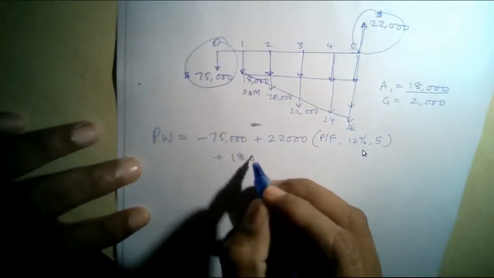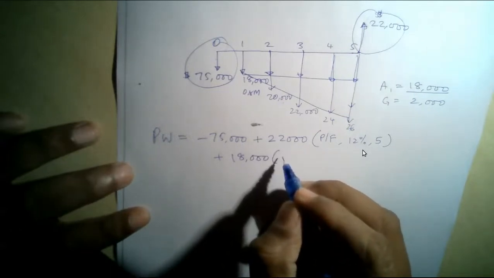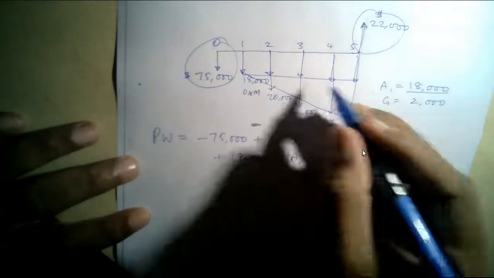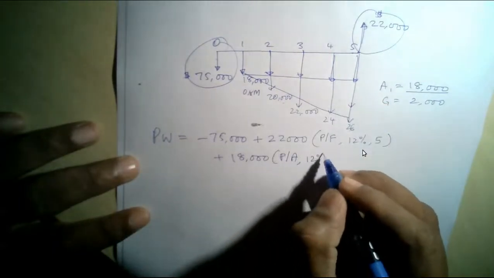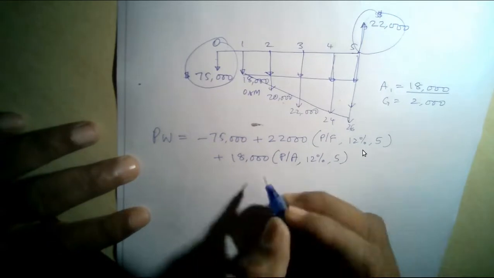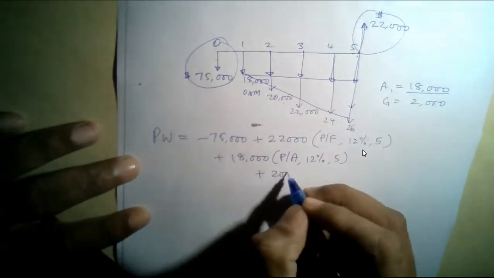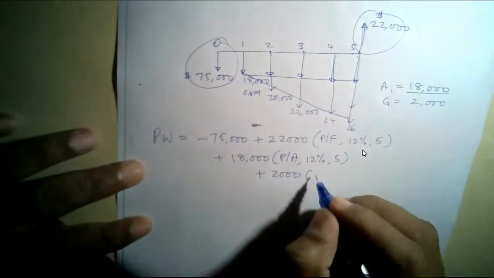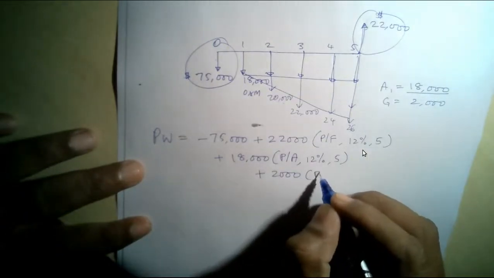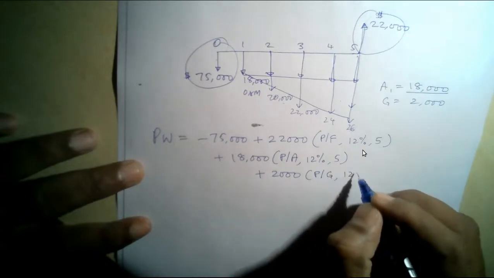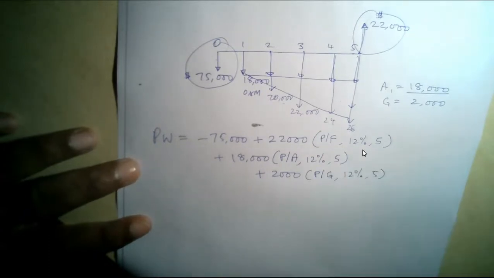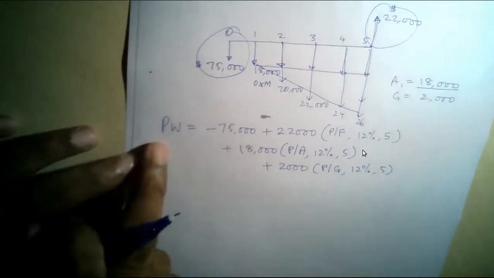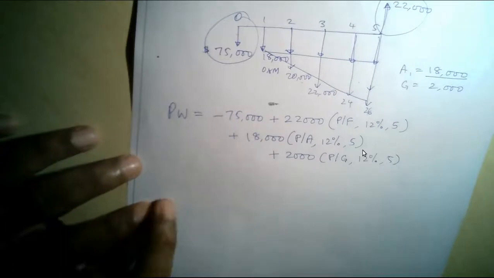For that part, it will be 18,000 multiplied by find P given A, because the annual equivalent payment is given to find P, at 12% for 5 years. Then the gradient part: 2,000 is the gradient, so here I have to say find P given G, again 12% for 5 years. So this is the calculation to find the present worth. Once we get the present worth, we can calculate the annual equivalent worth or annual equivalent cost.